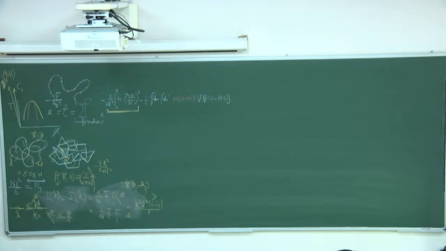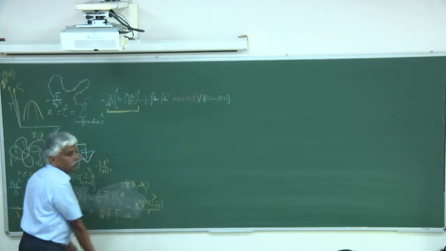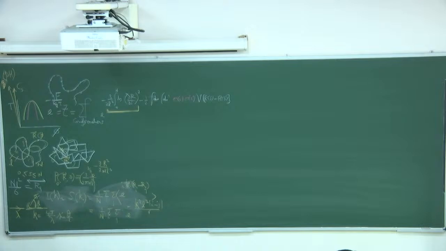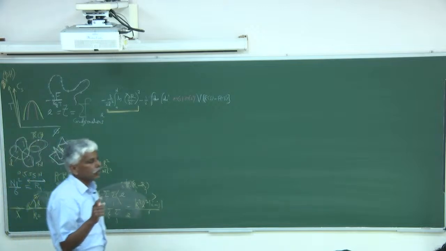All right. When you do this, what you get is the following: S of k turns out to be equal to 2n over k to the 4 rg to the 4, times (e to the minus k squared rg squared, minus 1, plus k squared rg squared).